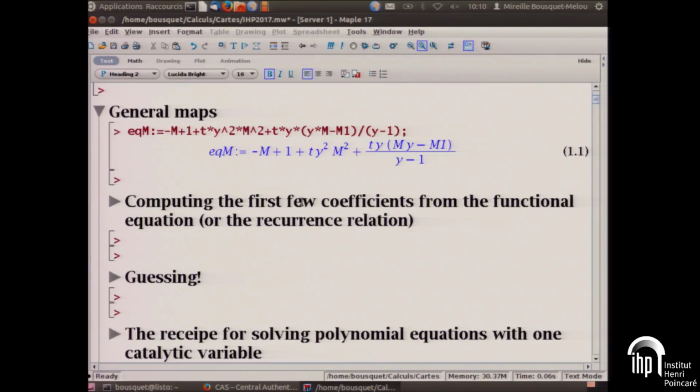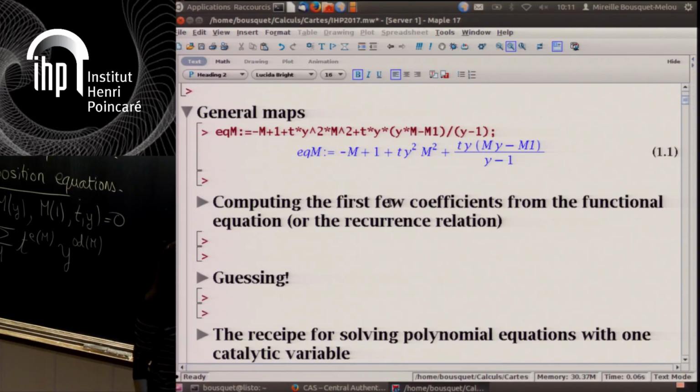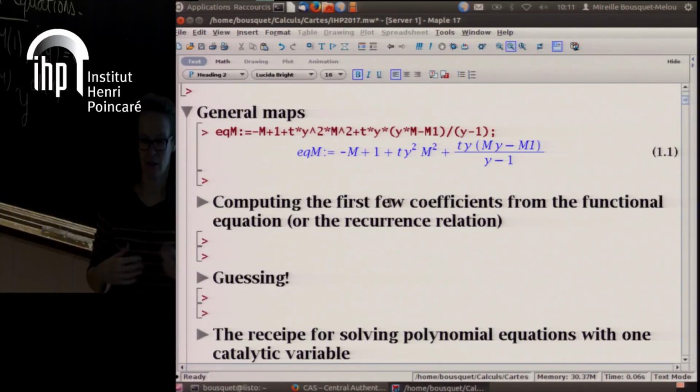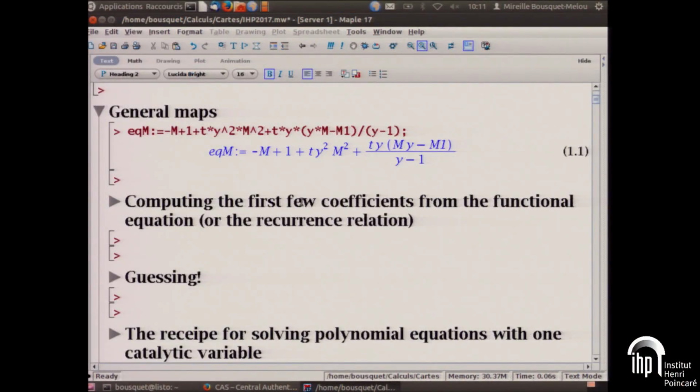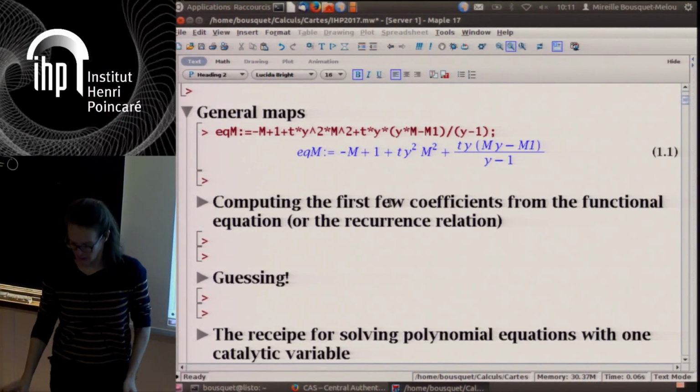So that's our equation for maps, which we had written 10 times. M, so this stands for M of y, is equal to 1 plus, this was the isthmus case, so this is M of y. Here you have the divided difference, and with M1, which stands for M of 1. Okay, so now this is written as a formal polynomial. So before I apply the recipe, I want to show you some general tools that you can apply if you have been able to produce a recurrence relation or a functional equation and you have no idea what the answer could be.